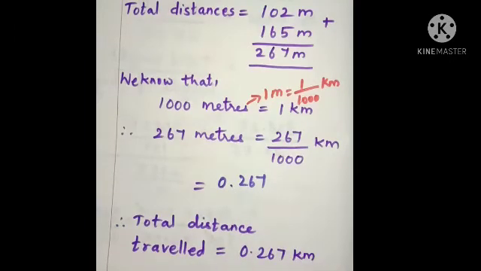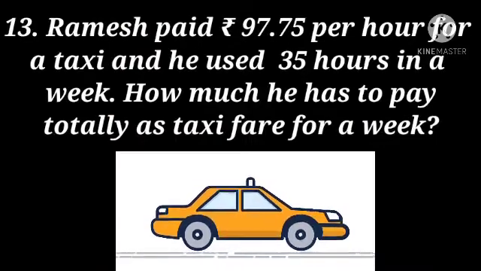0.267 will be the total distance travelled by him. 13th problem. Ramesh paid rupees 97.75 per hour for a taxi and he used 35 hours in a week. How much does he have to pay totally as taxi fare for a week?